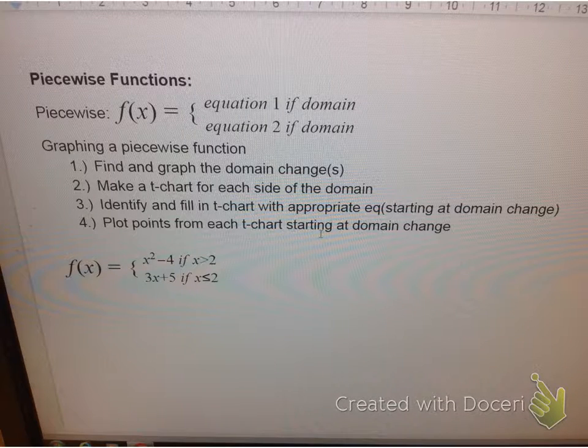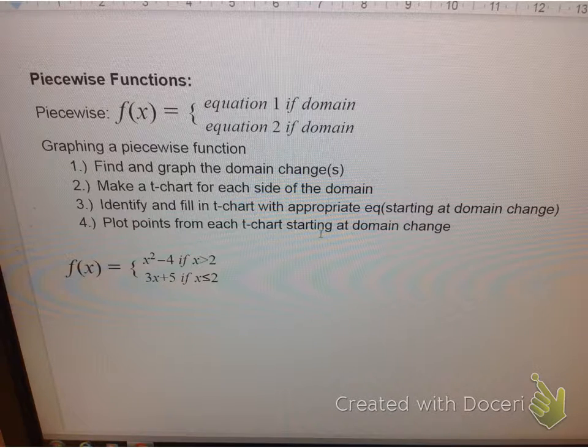Okay, this is precalc 1.5, last day of 1.5. We're going to talk about piecewise functions. Guys, piecewise functions are functions. They're just made up of other functions. Obviously, we're calling it a function, so therefore it will pass the vertical line test.